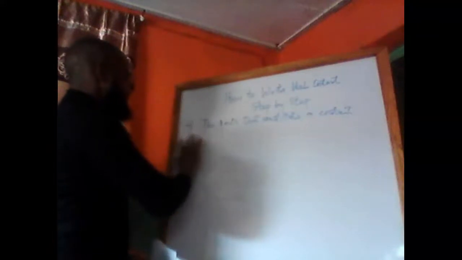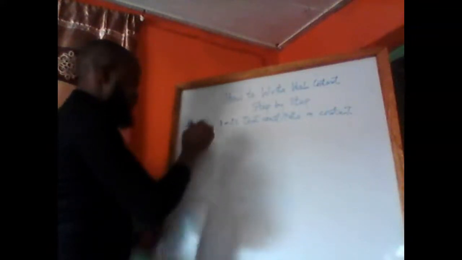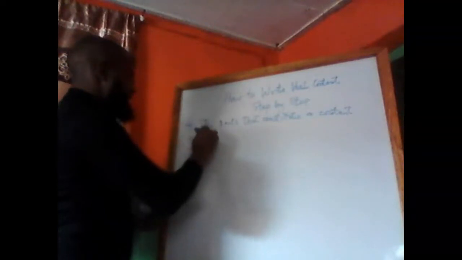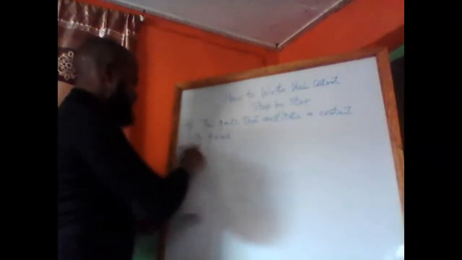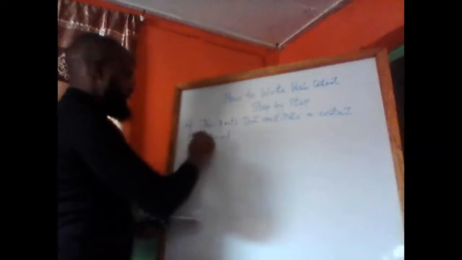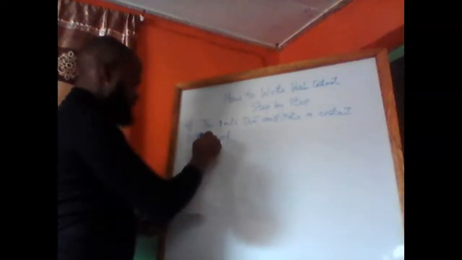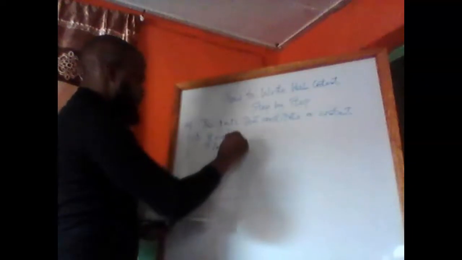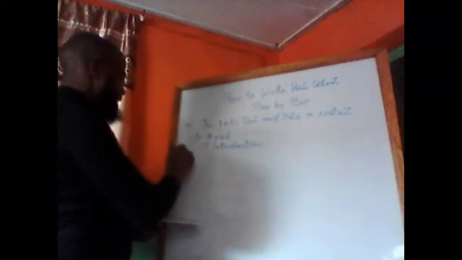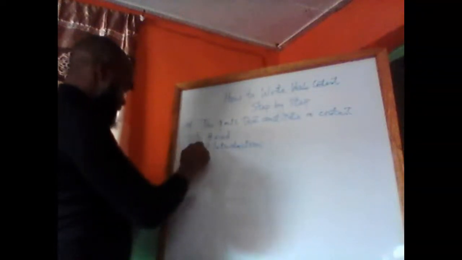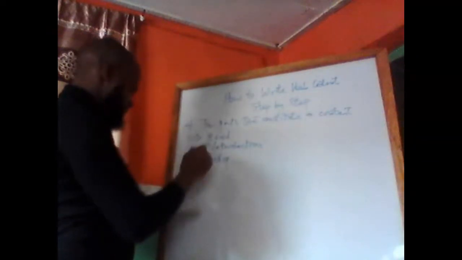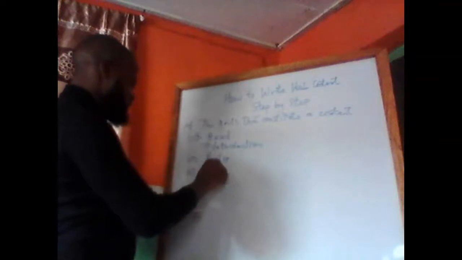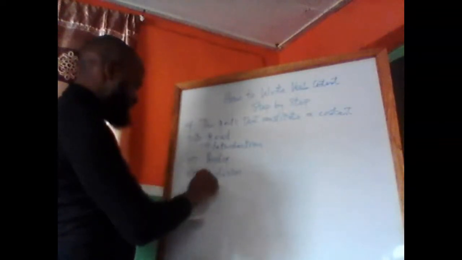Now, like I said, the parts that constitute the content. One, we have the head. Under the head we have the introduction. Then after that we have the body. We have the body, and last but not the least, we have the conclusion. All right, the conclusion also must have a CTA.